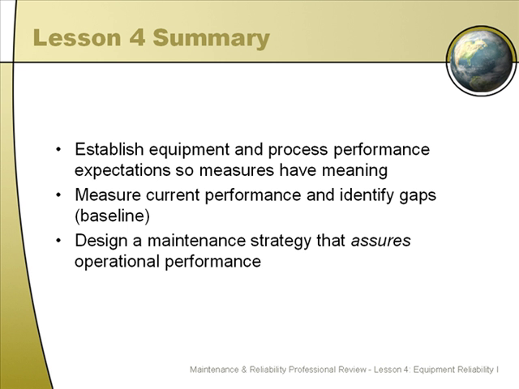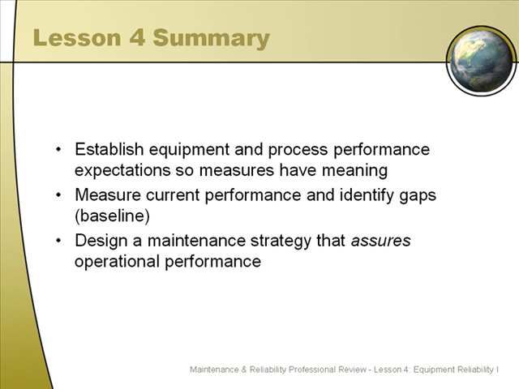Well, we've reached the end of Lesson 4, Equipment and Reliability 1. We've talked about a lot of things, we've looked at a lot of information, and I hope it's been useful to you. So let's summarize what we've covered. First, we established equipment and process performance expectations so the measures have meaning. Second, we've measured the current performance and identified the gaps or the baseline, again for the 15th time. These are things that we're going to continue to do as we go along. Analyzing these gaps is how we develop our action items.